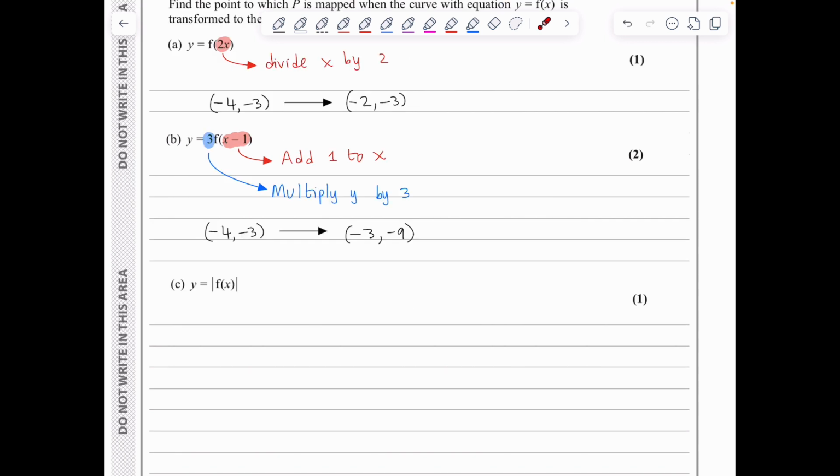In part C, we've got y is the modulus of f of x, where the modulus sign here is making all the y values positive. It's reflecting along the x-axis so that the graph appears in the positive y's. So this means that the -4, -3 will now be found at -4, 3.